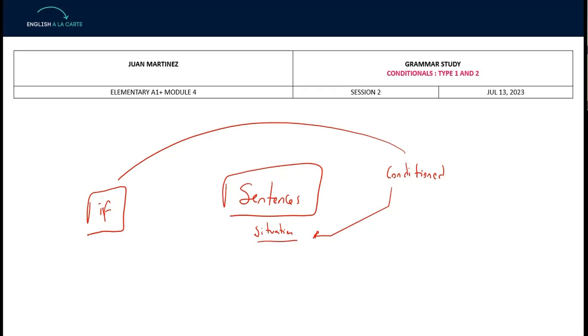So you have a sentence that is conditioned. Something happens if something else happens or not. Basically, in the sentence you have situation B. So let's say that situation A conditions situation B. That's what we're going to study today. We're going to study two sentences at the same time, conditionals type 1 and type 2.